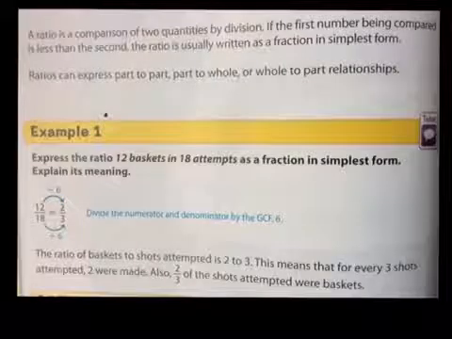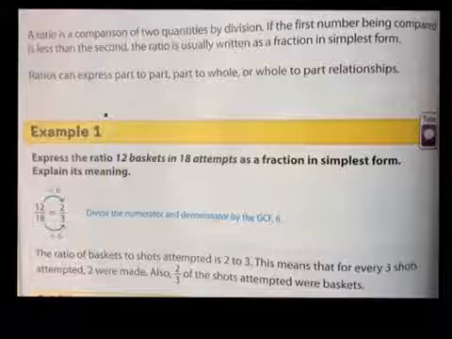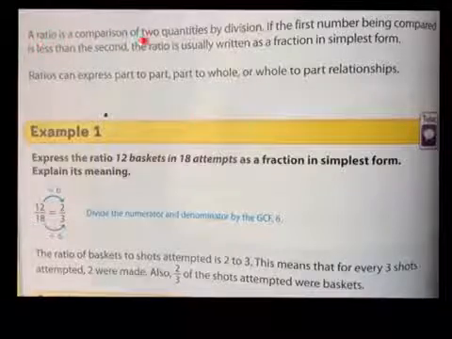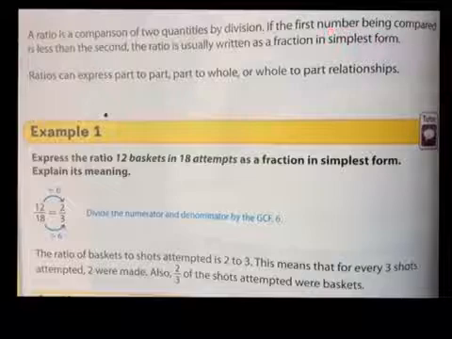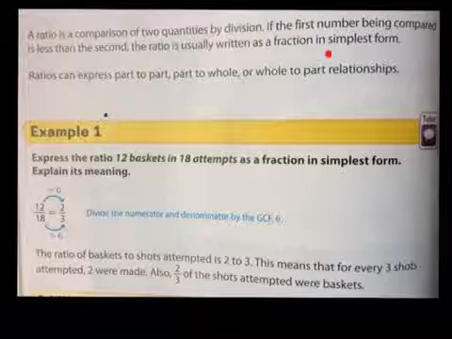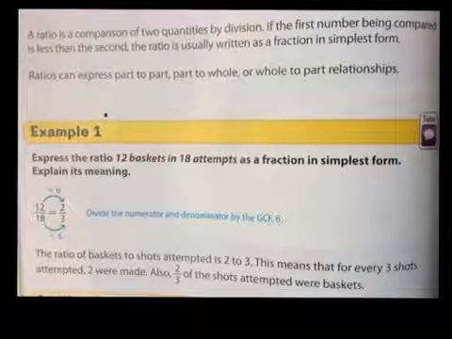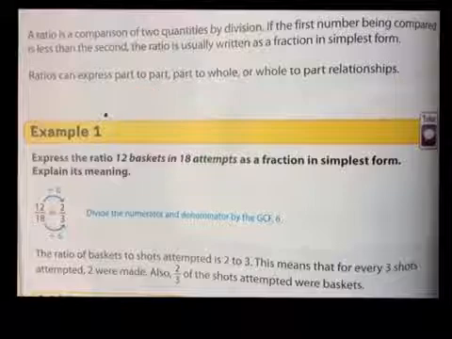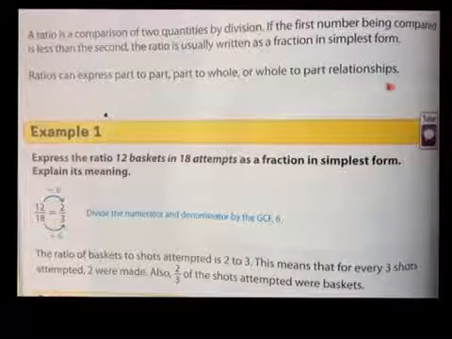So you know that a fraction is a part of a number, right? It's a part of one of the same thing. But a ratio is a comparison of two quantities by division. If the first number being compared is less than the second, the ratio is usually written as a fraction in simplest form. Ratios can express part to part, part to whole, or whole to part relationships.